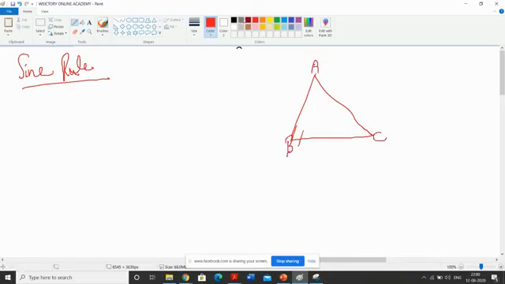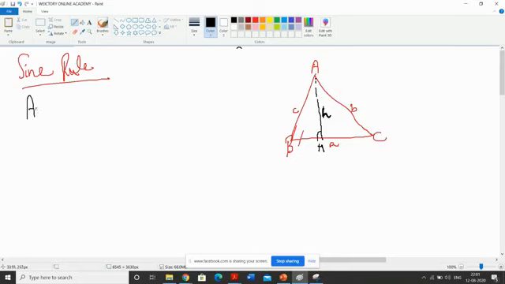Capital ABC is the angle, small a, small b, and small c are the sides. So the sine rule is actually derived from a formula of area of triangle. So let me prove to you the area of triangle formula. So let's say this is height h. AM is the height h.